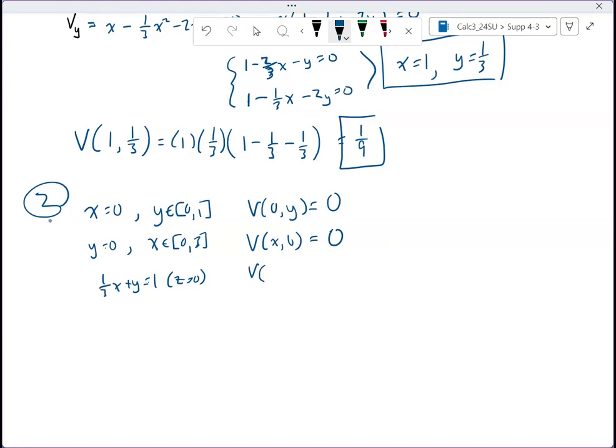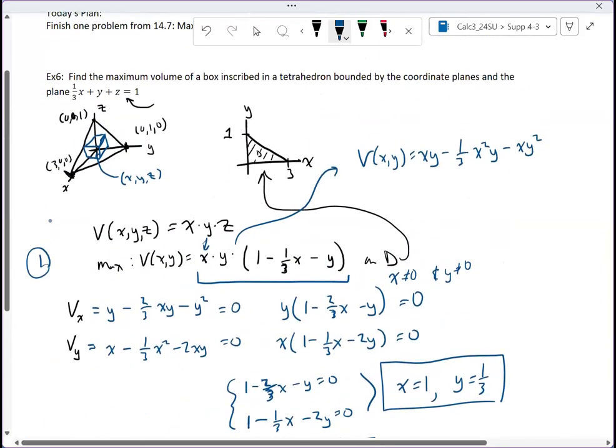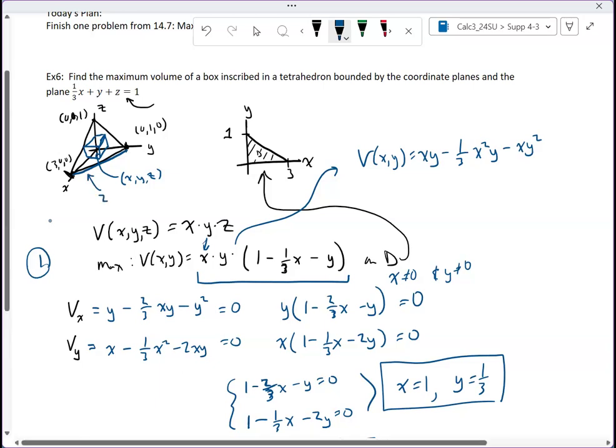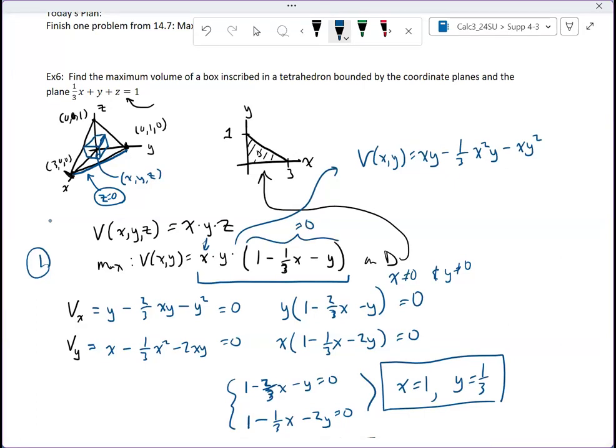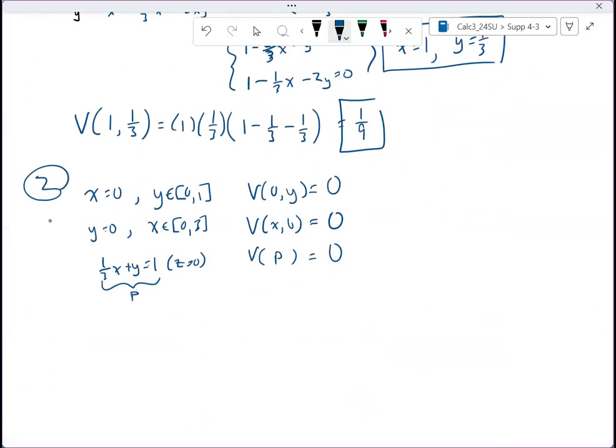And v at whatever point along this line, I'll just call it P. Well, here, what does this mean? It means that we have chosen a point x, y, z along this line here. That's the top corner of the box, but that means the box has 0 height, because along this line, z equals 0, or that's when this bit here equals 0. So for any point along this line, my volume is also 0.